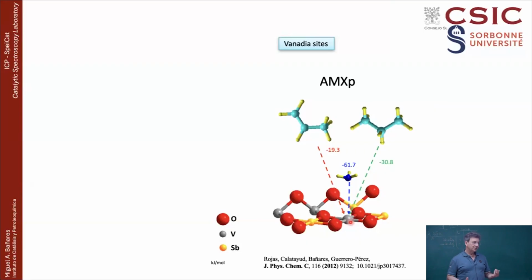So on pure vanadium antimonate, you cannot run propane oxidation, because in the end, as soon as you have ammonia, you are killing the only possible site. Now, is there any way around it? How can we get the reaction running?